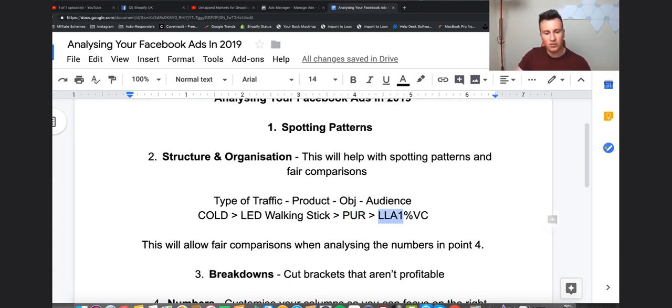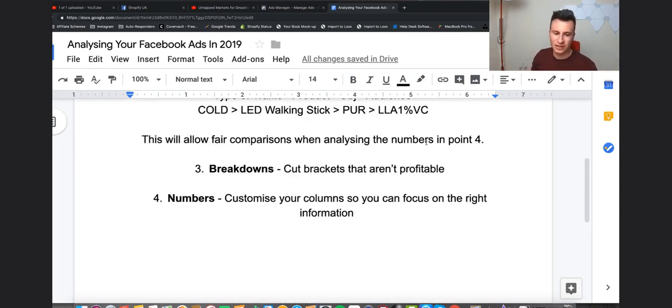And then finally, what the actual audience is. So is it a lookalike? Is it interest targeting? Is it a retargeting ad? Is it everybody who's been to your site but didn't make a purchase? Is it everybody who's made a purchase? And so on, just so that when you are spotting the patterns, you are comparing like for like ad sets. Moving on to point number three then, guys, which is breakdowns.